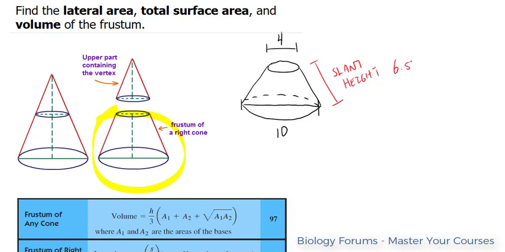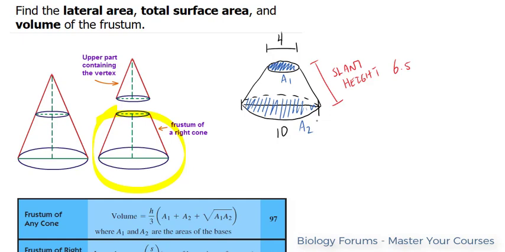Now, let's start off by finding the area of the first circle, which we'll call A1, and the area of the second circle, which is called A2. And lastly, we'll find the height. Now, remember, the slant height does not represent the height. The slant height represents the length from here to there. So we're going to have to do a little bit of magic to find out what the height is.